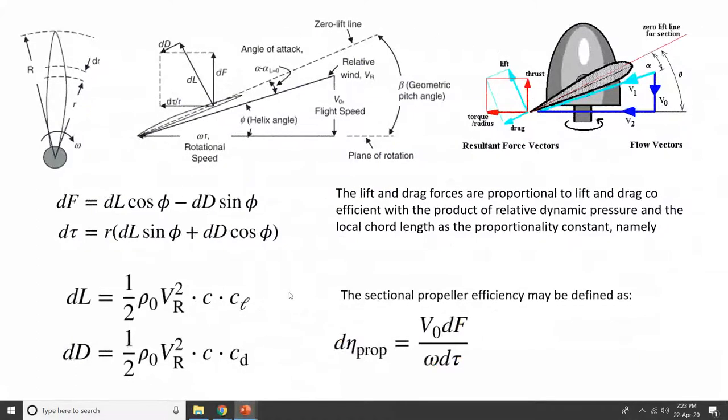There is not much derivation here. If you just understand the diagram, you just resolve it and directly write this is the thrust that is being produced and this is the torque that is produced.